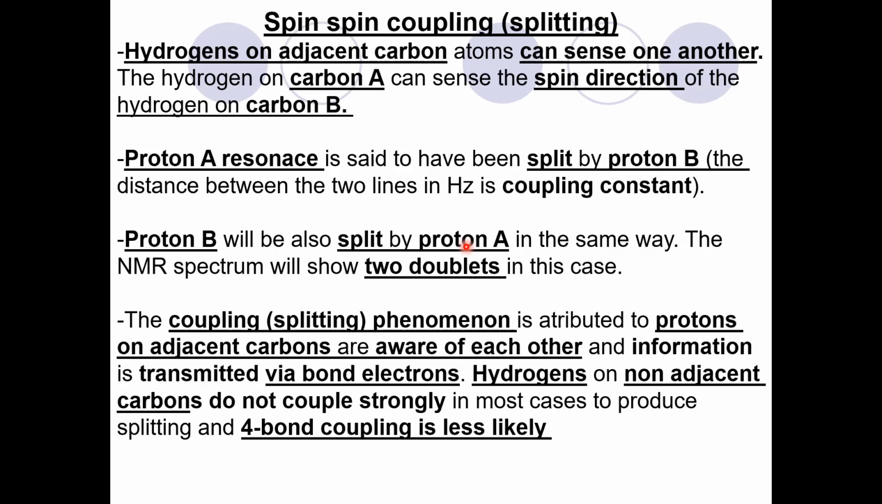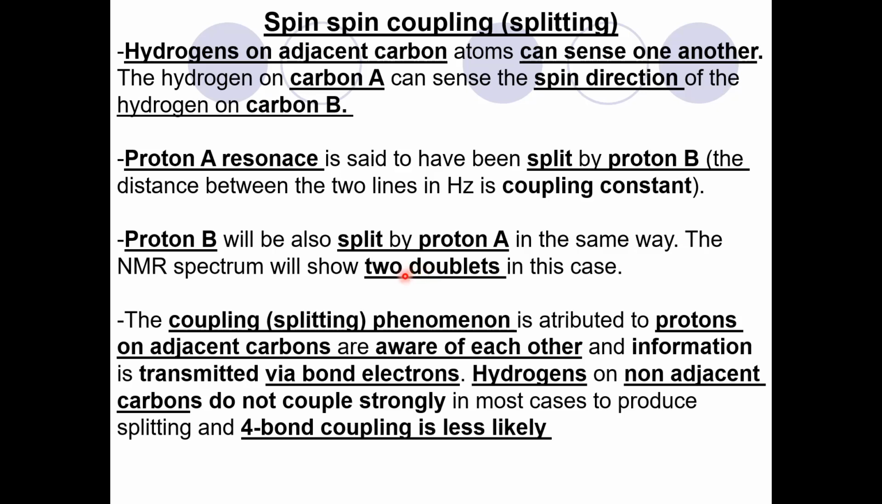For example, if we have two carbons attached to each other, the protons on carbon A are affected by the spin condition of the proton on carbon B. For example, the proton on A will recognize the upward and downward spin condition of the proton on carbon B, and the signal of this proton will be observed as a doublet signal, because every line in this doublet corresponds to a spin condition of the proton on carbon B.